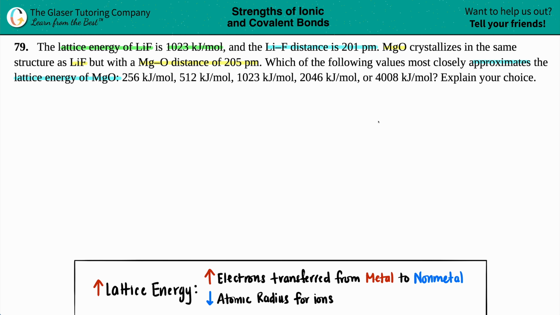Explain your choice. Okay, so the first thing is I'm just going to rewrite these as just numbers across the board. So 256, 512, 1,023, 2,046, and 4,008. And I'm just going to put out that the lattice energy of lithium fluoride is 1,023. So this number, right smack in the middle, is for LiF. And they did say that the lithium fluoride distance was 201 picometers.